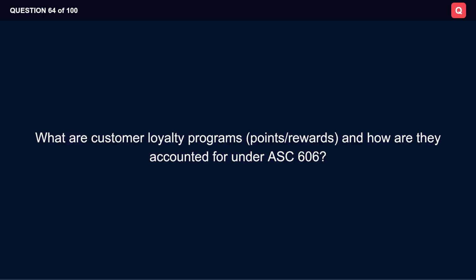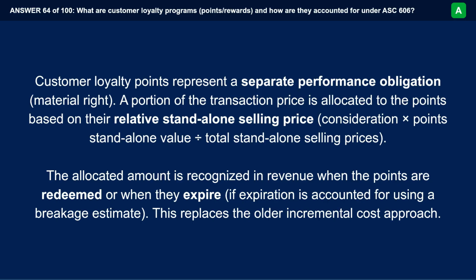What are customer loyalty programs, points or rewards, and how are they accounted for under ASC 606? Customer loyalty points represent a separate performance obligation, a material right. A portion of the transaction price is allocated to the points based on their relative standalone selling price: consideration times points' standalone value divided by total standalone selling prices.